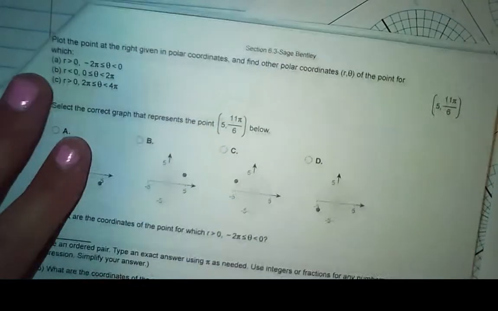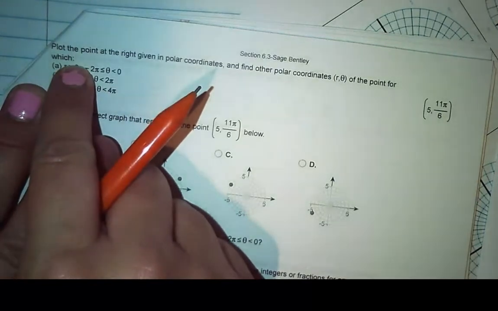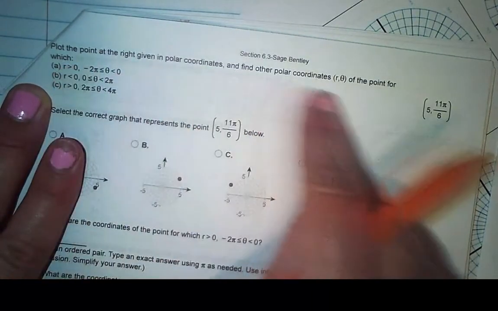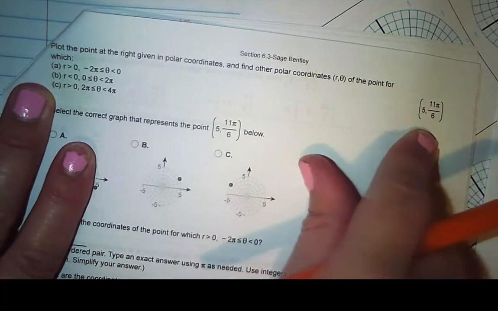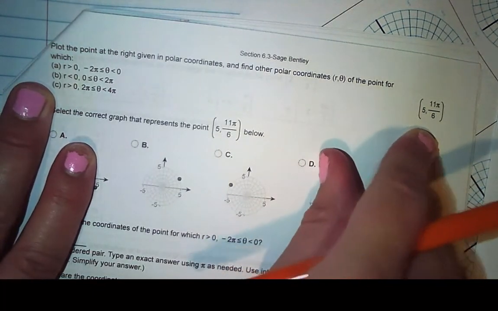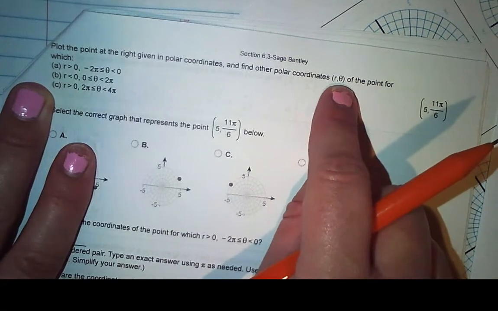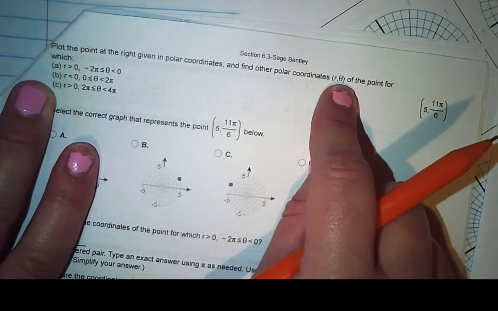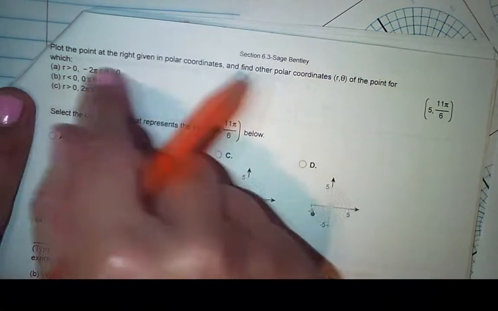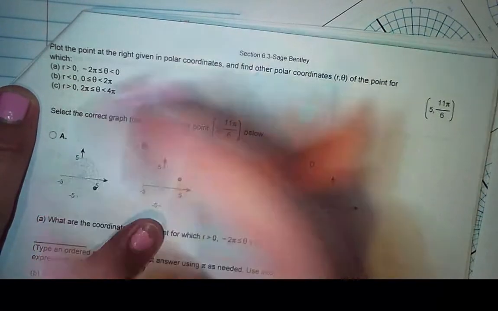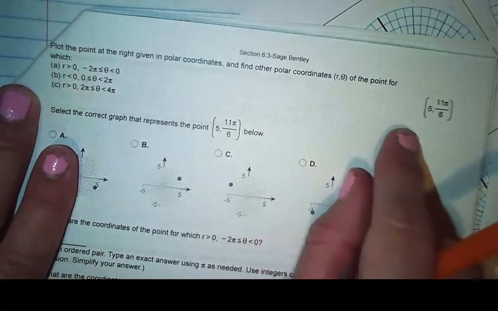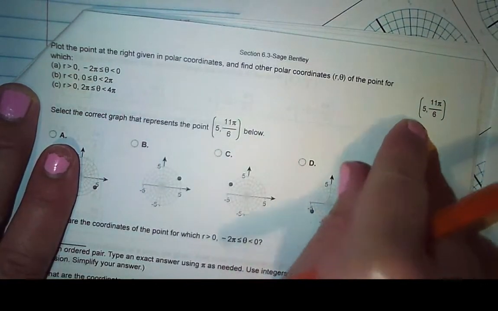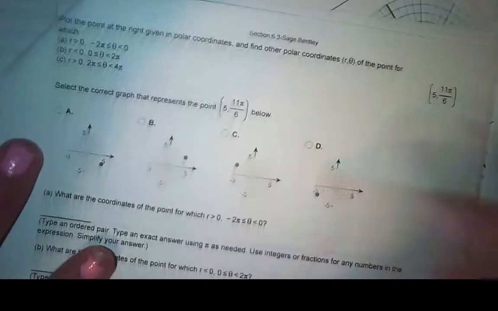All right, so here's number 10. It says, please plot the point at the right given in polar coordinates, and find other polar coordinates in the form of r comma theta of the point for which, and then they give me 3 different sets of instructions. Basically what we want to do is follow these instructions and land right back here at the point 5 comma 11 pi over 6.